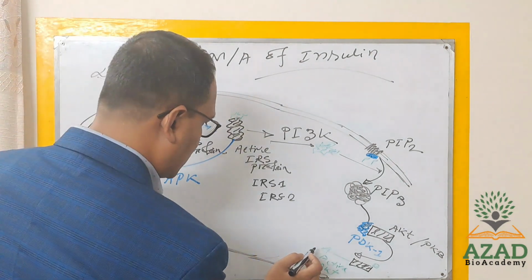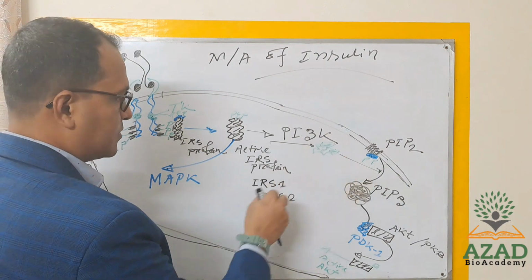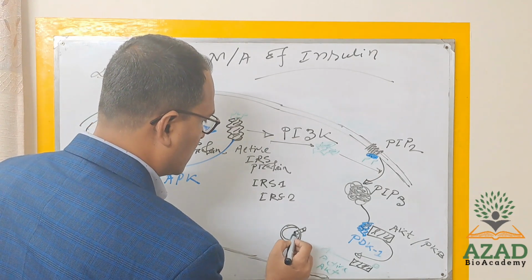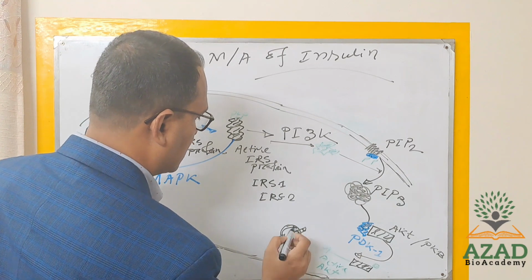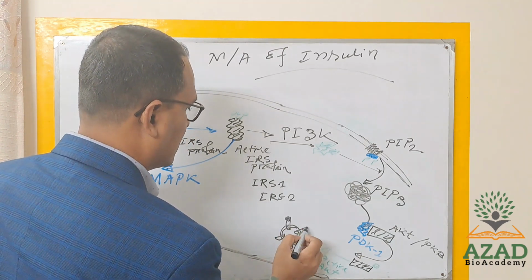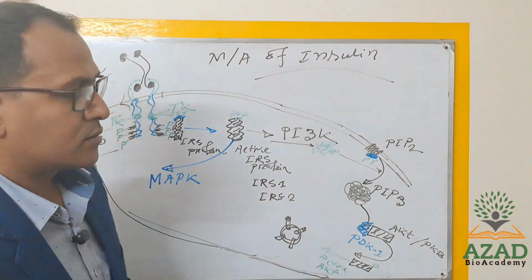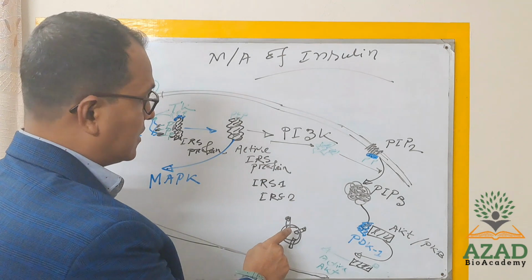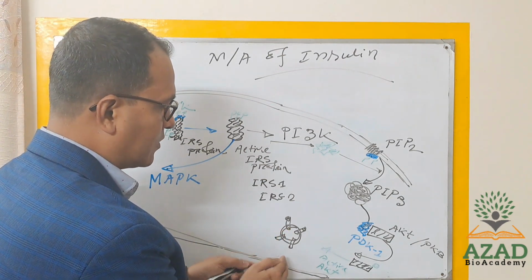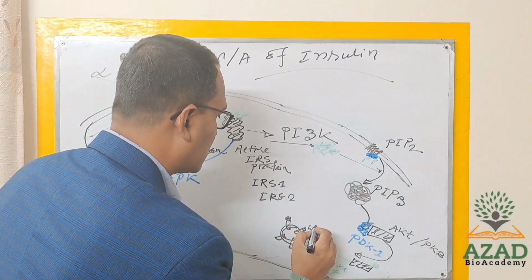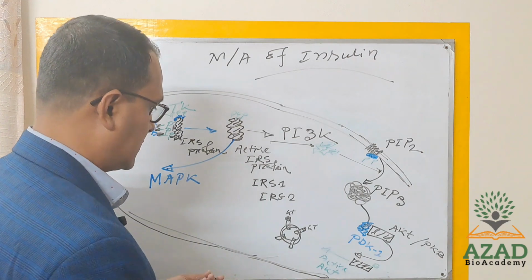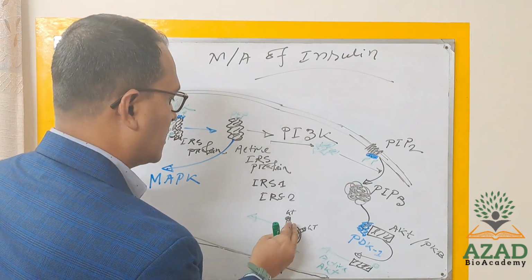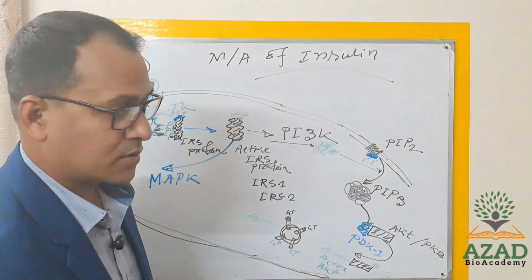AKT will translocate the intracellular glucose transporter vesicle. So this is one vesicle which carries glucose transporters. This is called the glucose transporter vesicle, and it must be translocated into the membrane to create a glucose transporter. So these are the glucose transporters, and this is the glucose transporter vesicle which carries the glucose transporter.